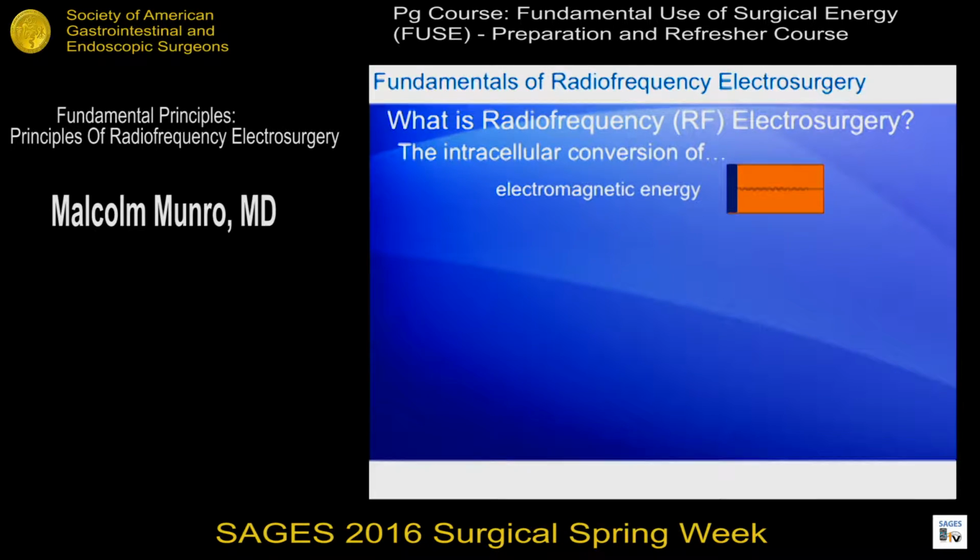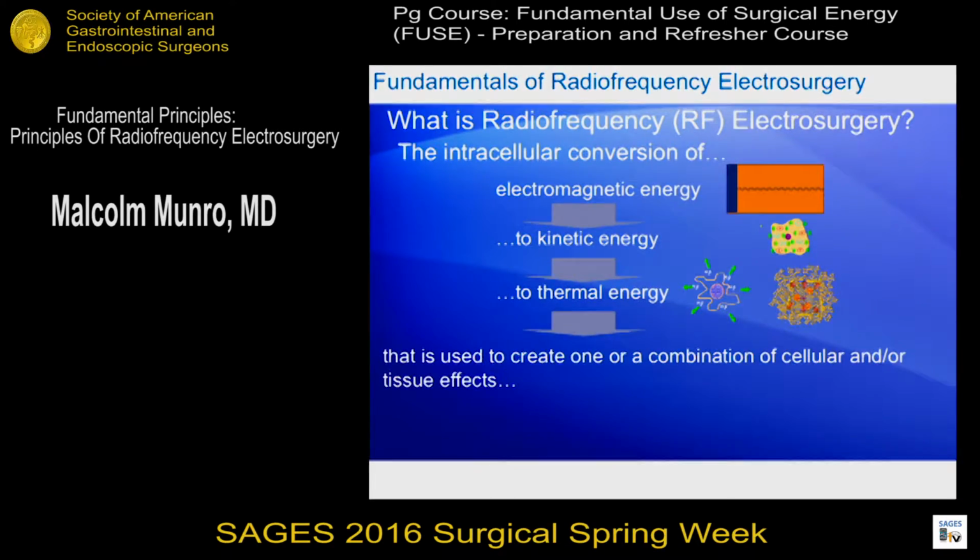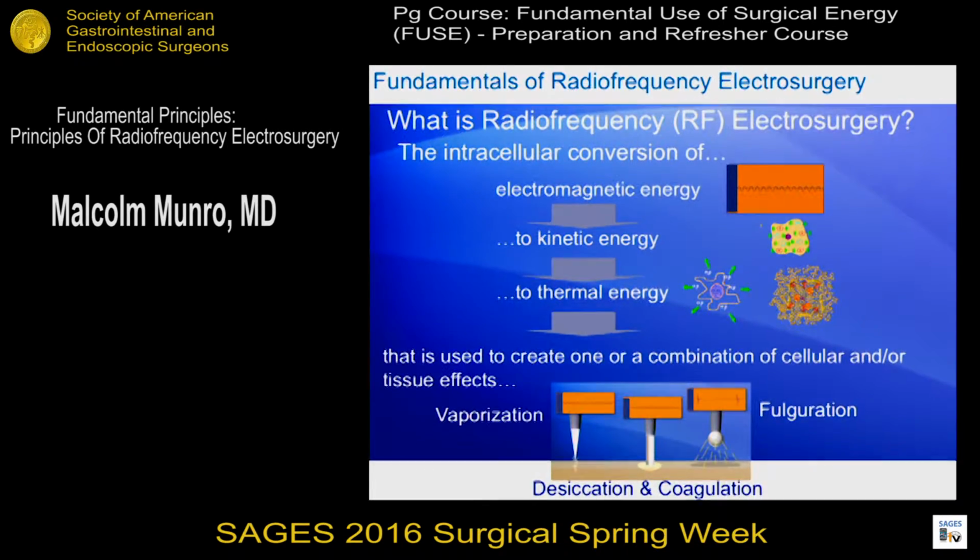Really what we're doing is converting electromagnetic energy to kinetic energy, and then that kinetic energy is converted to thermal energy in the cell. We're not heating something and then passively transferring that heat. We're actually causing these events to occur within the cell. And then we can control those to affect one of those tissue properties: desiccation, coagulation, vaporization, or fulguration, which is really a special kind of desiccation and coagulation.